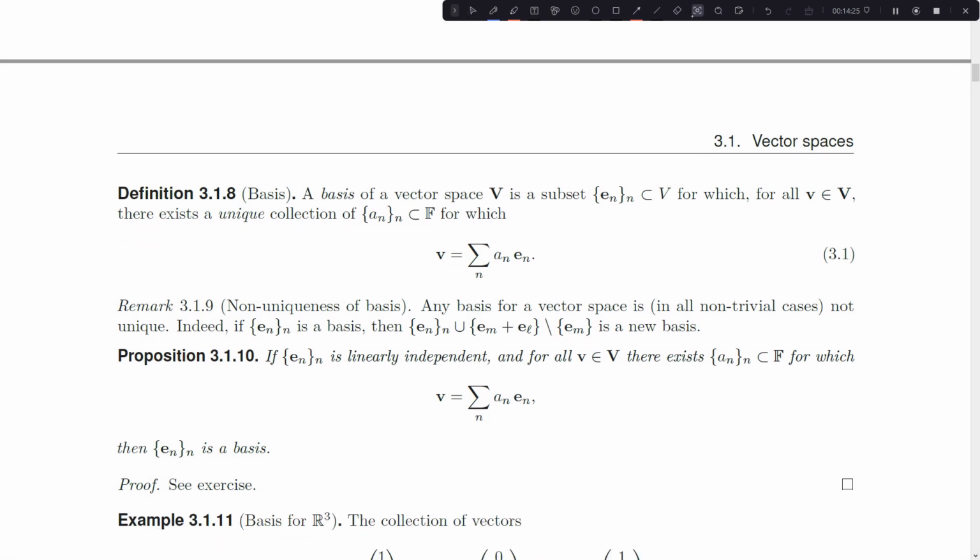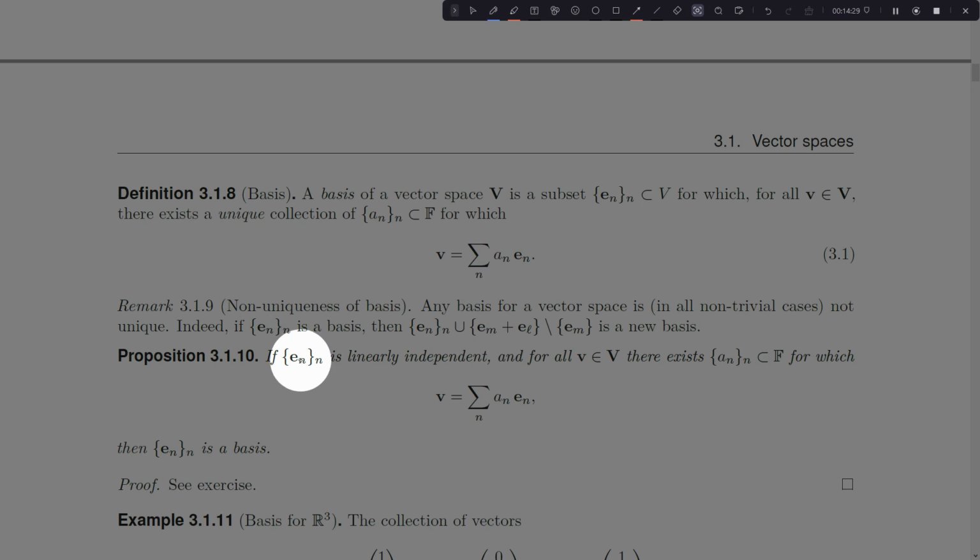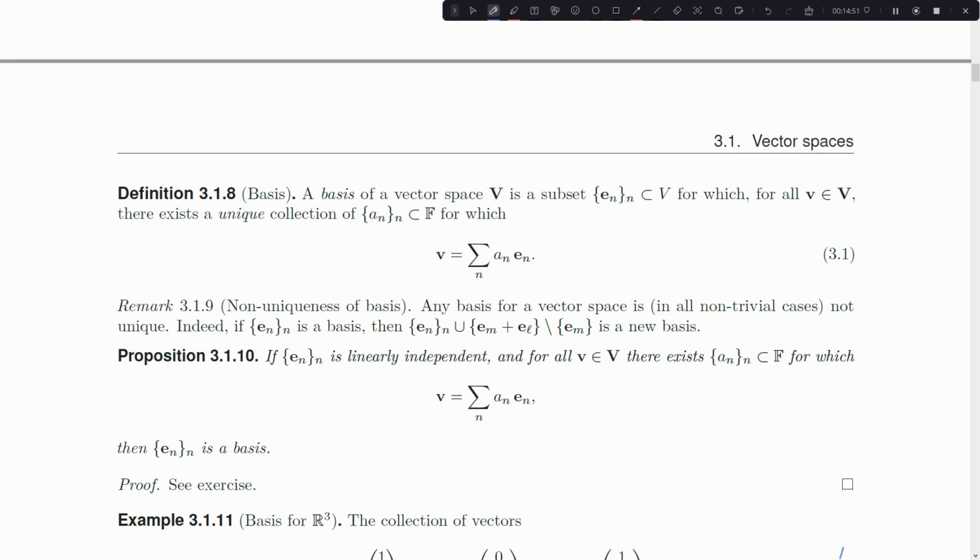So this proposition here basically says, if I have a collection of linearly independent sets and there exists a set of scalars for which I can find every v, right? So basically that's saying that the linearly independent set is a spanning set. Then I actually have a basis. So I'm going to write this a little more explicitly. All linearly independent spanning sets are bases. So a linearly independent spanning set and a basis are the same thing. That's what this proposition is saying.